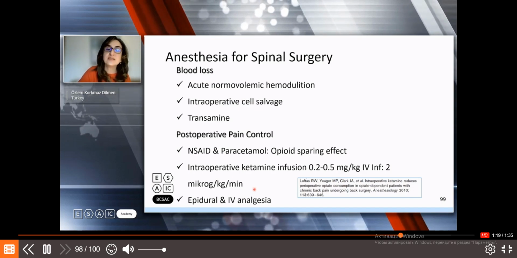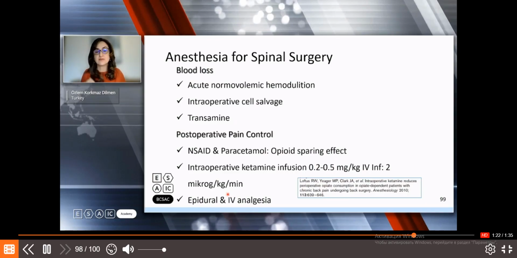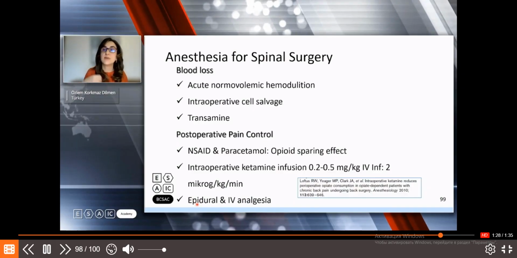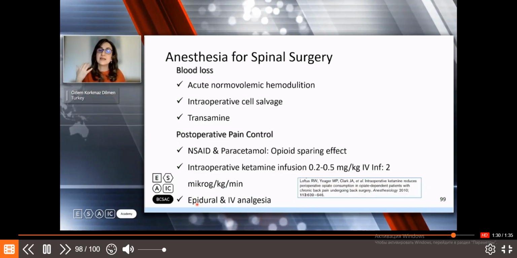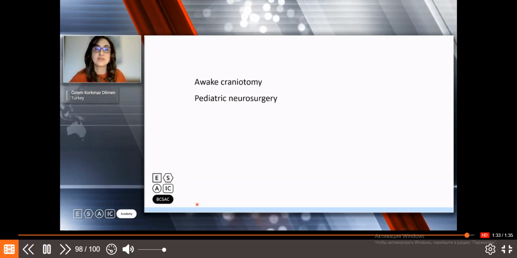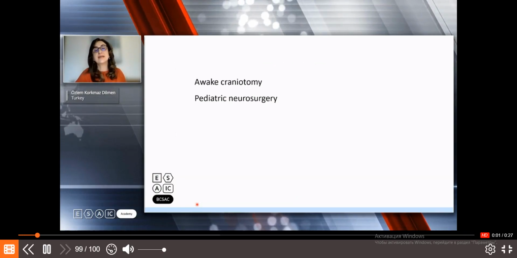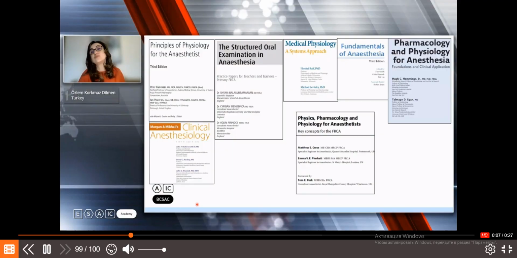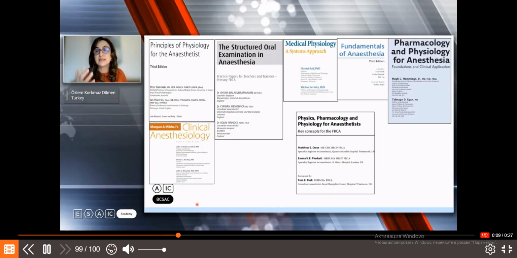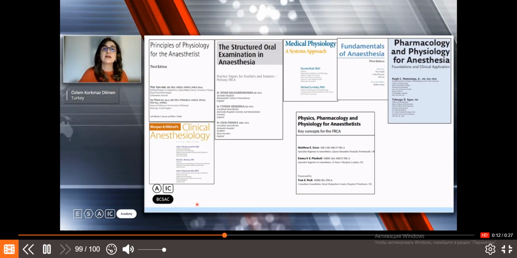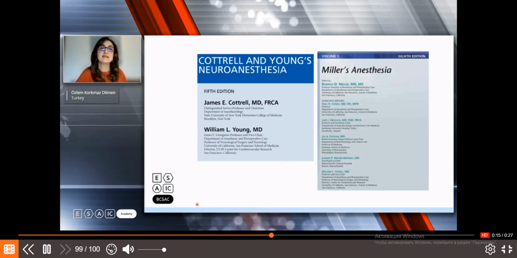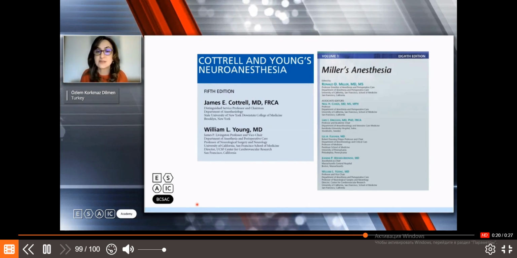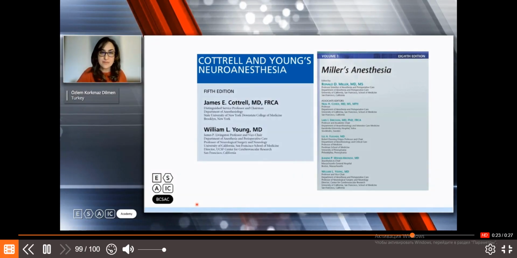In my center, we generally use intravenous opioids and intravenous analgesia in the postoperative period, because epidural analgesia can cause some motor blockade and may postpone the diagnosis of surgical complications. I didn't mention awake craniotomy and pediatric neurosurgery due to lack of time, but I would love to answer your questions and share my clinical experience on those subjects. Those are my references, and of course the Cottrell and Miller's anesthesia neuroanesthesiology sections are excellent parts, and I will be waiting for your questions.